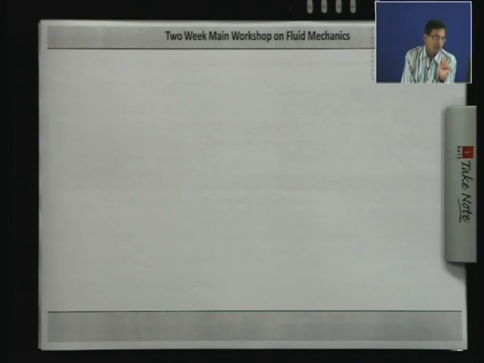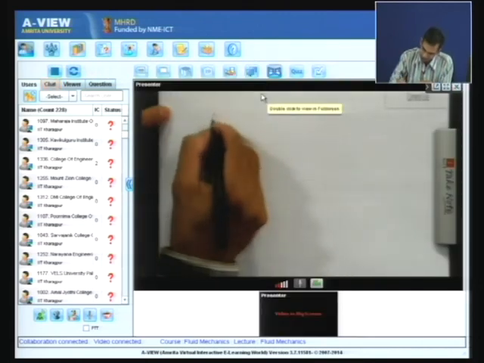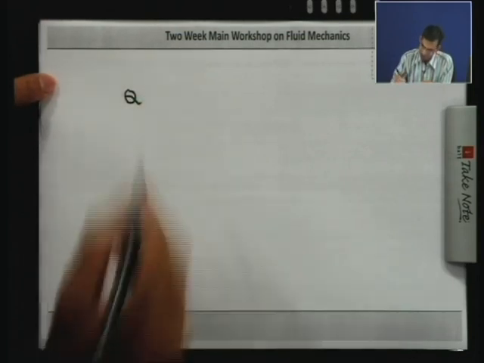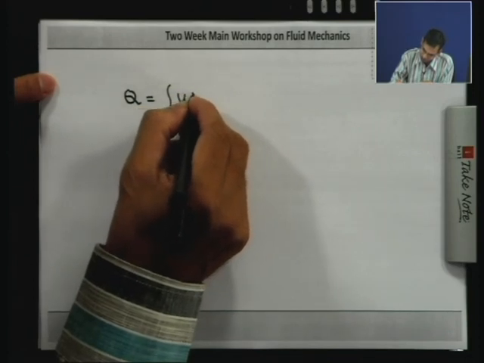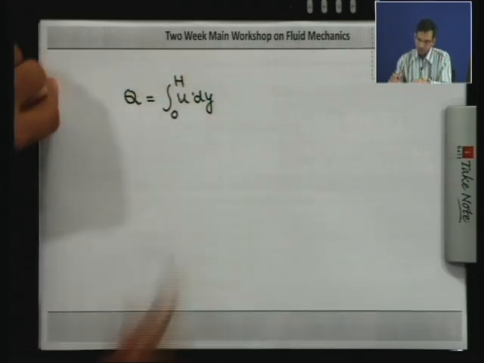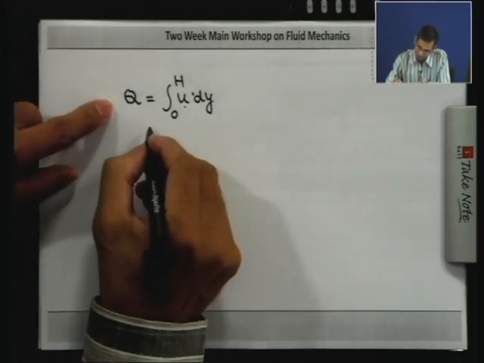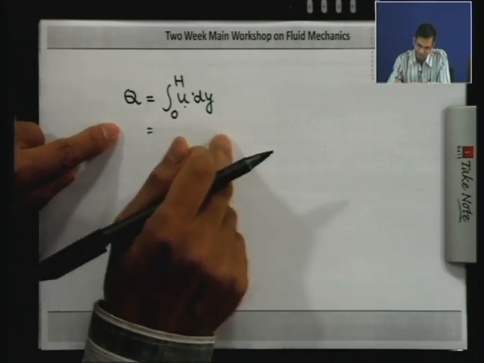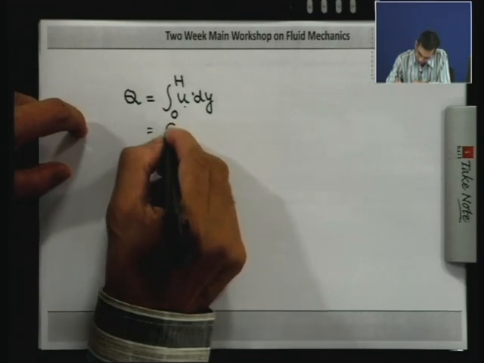And next, the last part of this problem: find the magnitude of the pressure gradient for which the net flow rate across any section is 0. For that, you first find the velocity profile, and at any section the volume flow rate is just the integral of u, if you consider unit width, from 0 to h. First substitute this u from the velocity profile you obtained, then you will get some values in terms of the pressure gradient and the velocity of the upper plate, and put that equal to 0.